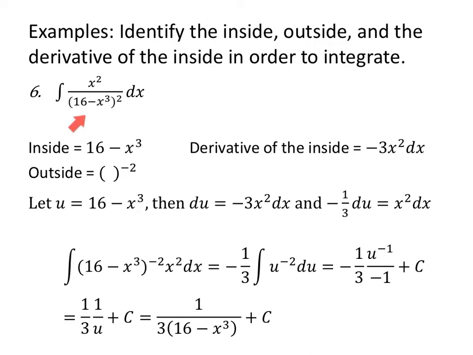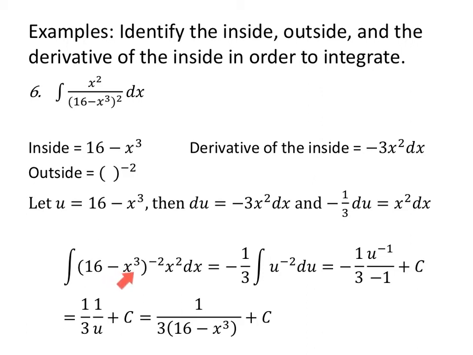Inside, in this case the inside is inside parentheses, it's inside a denominator, there's a whole bunch going on here. I'm going to let u be 16 minus x cubed. Then my derivative is negative 3x squared. I go back up here. I don't have a negative 3 hanging out in the numerator. So I'm going to divide both sides of this equation by negative 3. I'll end up with negative 1/3 du equals x squared dx.